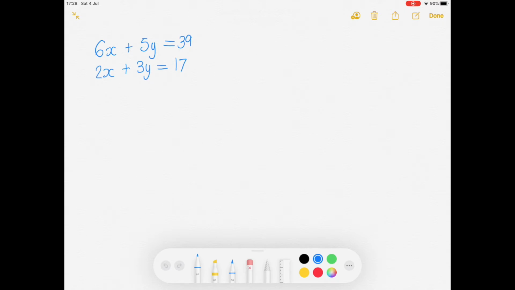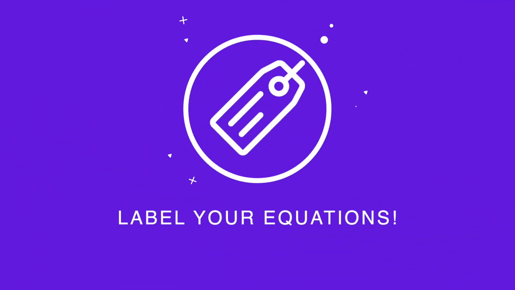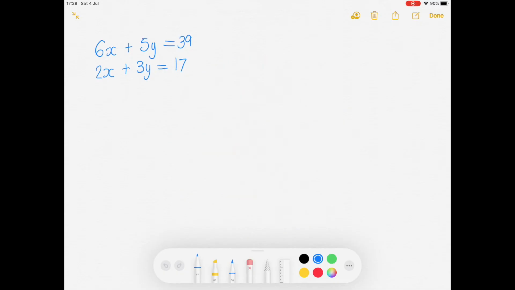So let's start by labeling up our equations. We always label simultaneous equations because it allows us to reference them easily. Instead of saying 6x plus 5y equals 39 all the time, I can just reference it as equation 1. So I'm going to call this one equation 1 and this one equation 2.